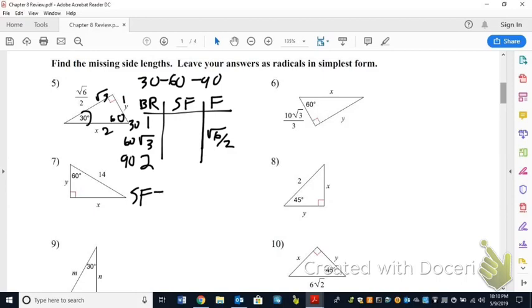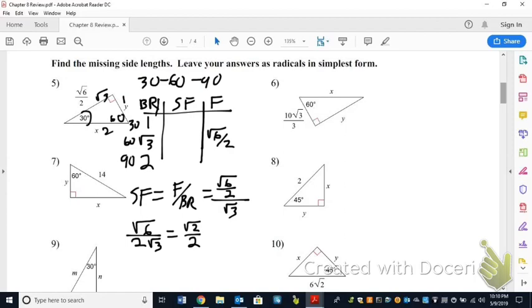And we can find the scale factor by dividing the final by the base ratio. So that gives us the square root of 6 over 2 over the square root of 3. Now, that's going to end up giving me the square root of 6 over 2 radical 3. The square root of 6 divided by the square root of 3 equals the square root of 2. So our scale factor is the square root of 2 over 2.